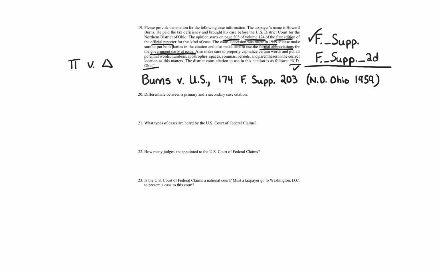Now we've got our location of our citation. It's in volume 174, space, federal supplement. And again, there's a space between the F period and the sup period. Then we got our space. 203 is the page number it starts. And then we have our final part of the citation, the location and the year. Northern District, Ohio, space, 1959. So let's put in our spaces, and then we are done with our citation. We have a few more left to do in our problems, but done with this one.